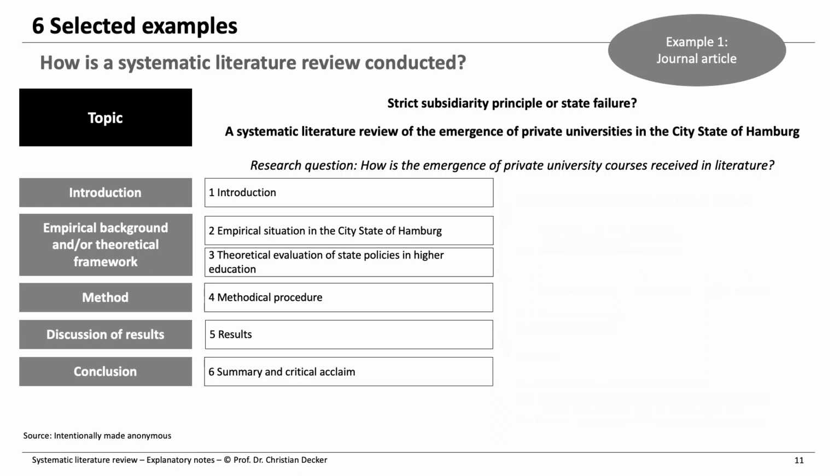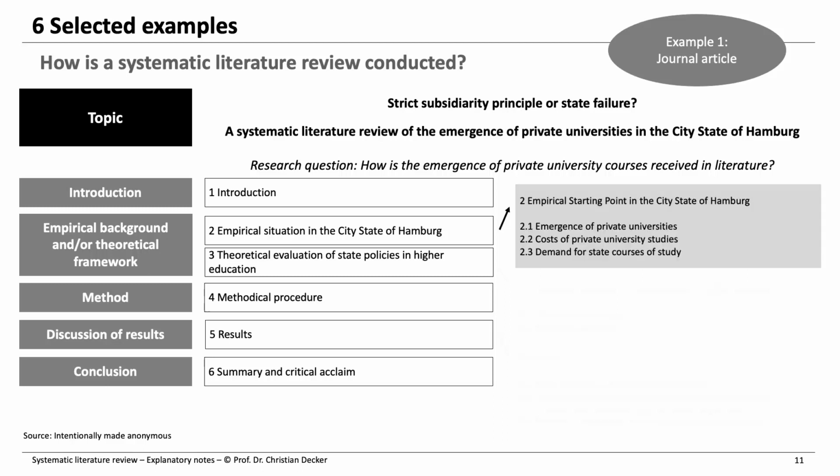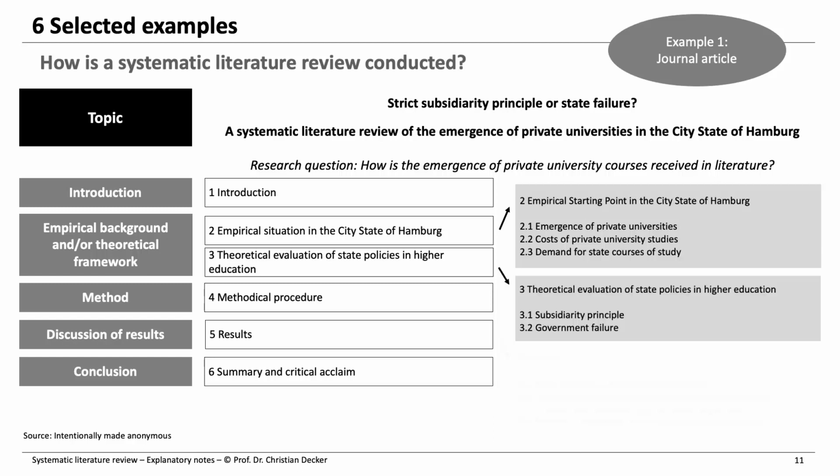The second chapter, Empirical Situation in the City-State of Hamburg, is further broken down as follows. Subchapter 2.1, Emergence of Private Universities. Subchapter 2.2, Costs of Private University Studies. Subchapter 2.3, Demand for State Courses of Study. The third chapter, Theoretical Evaluation of State Policies in Higher Education, is further broken down as follows. Subchapter 3.1, Subsidiarity Principle. Subchapter 3.2, Government Failure.